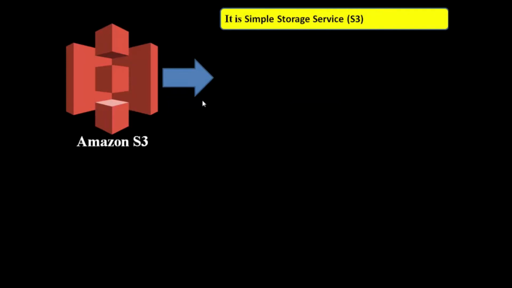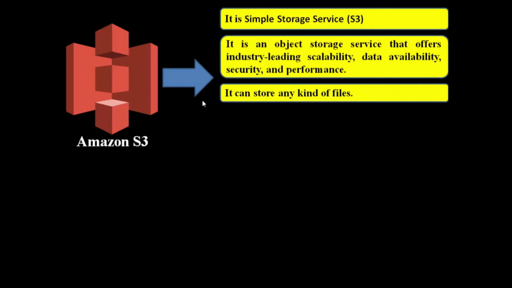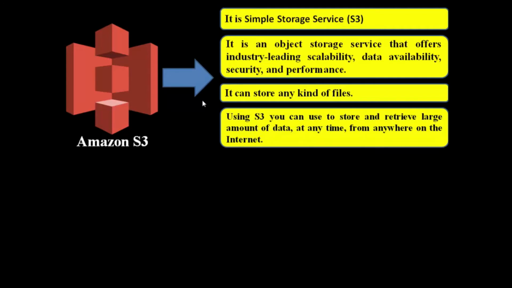Amazon S3 is a simple storage service. It is an object storage service that offers industry-leading scalability, data availability, security, and performance. It can store any kind of file, so if you want to store any kind of file, then S3 is the best choice. Using S3, you can store and retrieve a large amount of data at any time from anywhere on the internet. As this is part of the cloud, you can access your data from anywhere, and if you want to access data from anywhere quickly, S3 is the best choice.